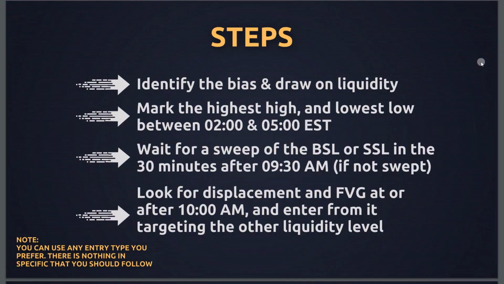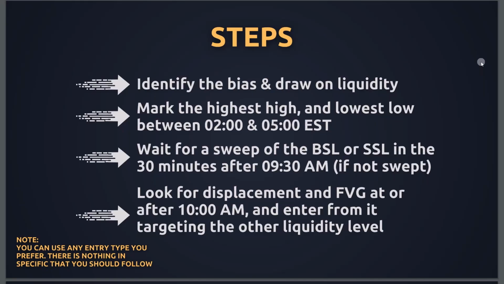Now going over the steps in a written way, that's to make it clear. So we first identify the bias and the draw on liquidity. That's the first step in any model. Any model, if you want to raise the win rate, you got to do this step. Then we mark the highest high and lowest low between 2 a.m. and 5 a.m. EST as always. It's always in New York time.